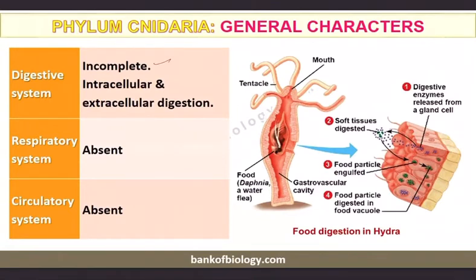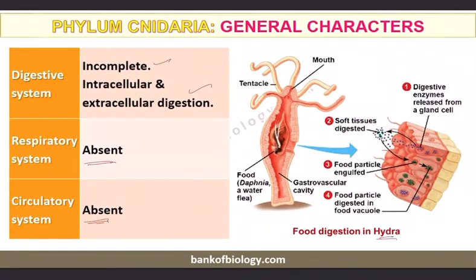And where do you see them? Aquatic, and mostly in the sea, marine. Either they are sessile, meaning attached, or free swimming in the water. Either they are alone, solitary, or in groups, colonial. Their digestive system is incomplete. Earlier it was absent; now at least some sort of system has started. So incomplete. However, intracellular and extracellular digestion is going on.